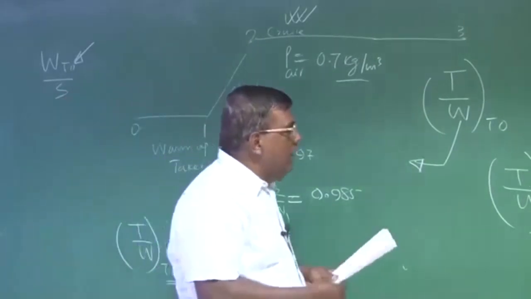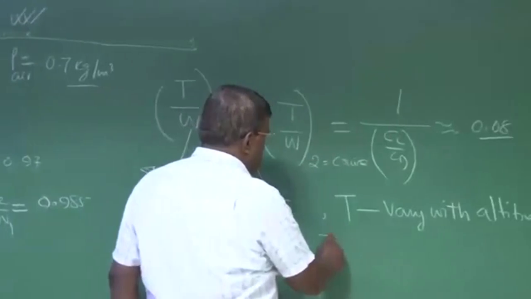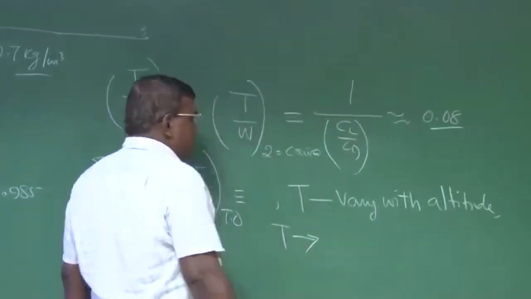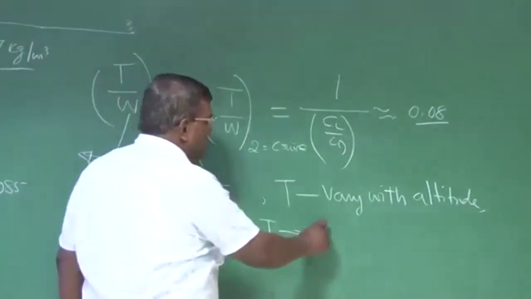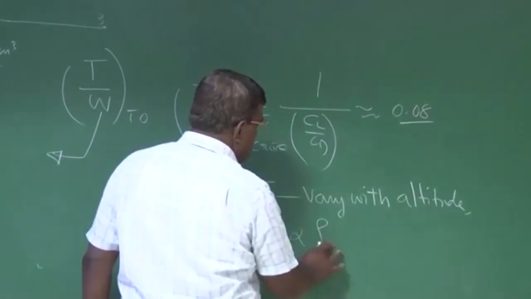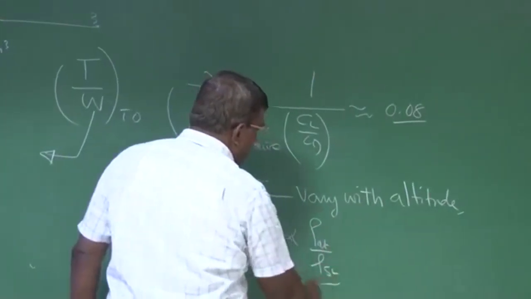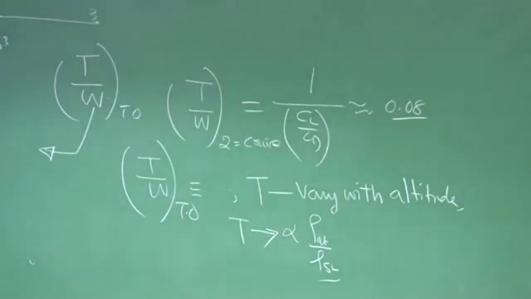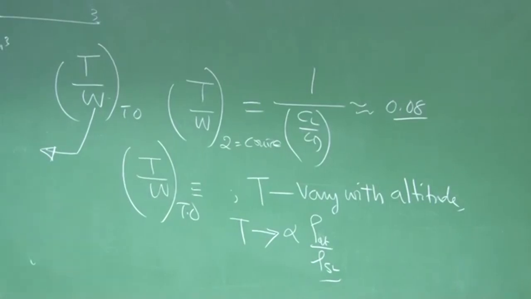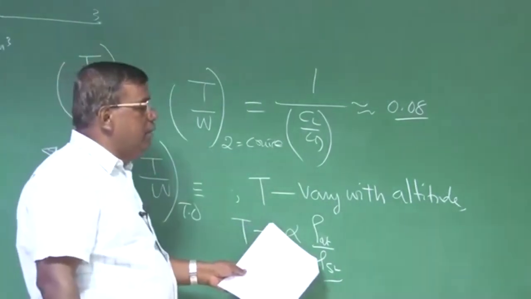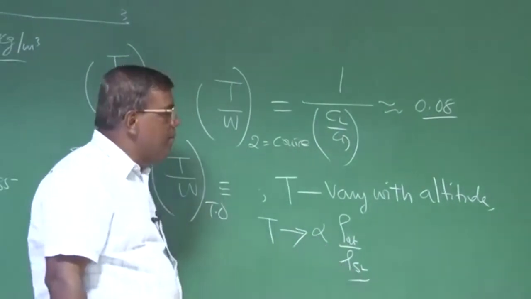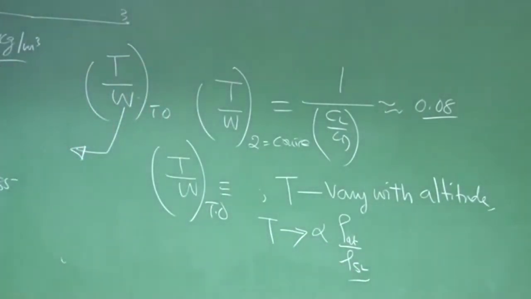Right? So what do you do? You correct the thrust. Seeing the chart, generally it follows density at altitude by density at sea level, because as you go higher and higher, the density of air reduces, and hence your thrust also changes. There are calibration charts; the engine manufacturer will give you this chart. But as a designer, you know, okay, roughly it will follow that.